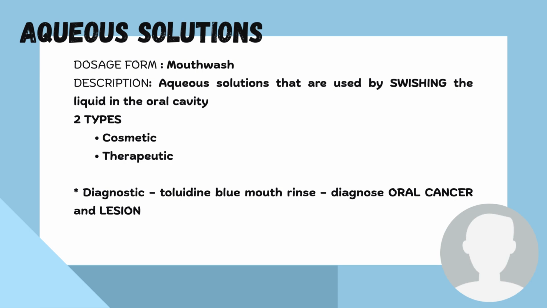And then an additional type, the diagnostic mouthwash. Some mouth rinses are used for diagnostic purposes, like for example, toluidine blue mouth rinse. Again, toluidine blue mouth rinse. It is used to detect oral cancer or precancerous lesions by staining abnormal tissues blue. Okay, so aside from cosmetic and therapeutic, we also have the diagnostic type like toluidine blue rinse that helps detect oral lesions or early cancer signs.